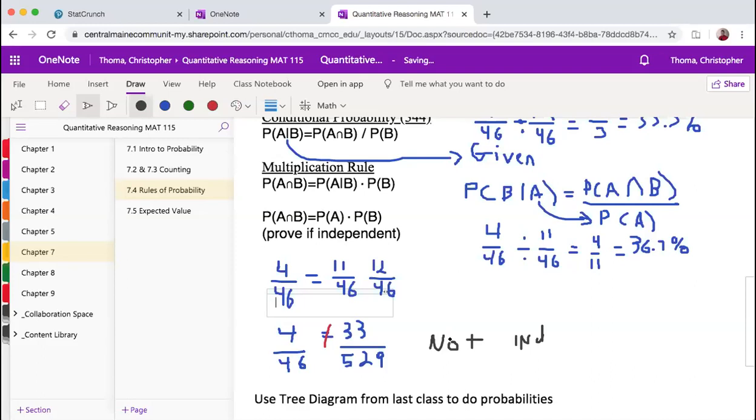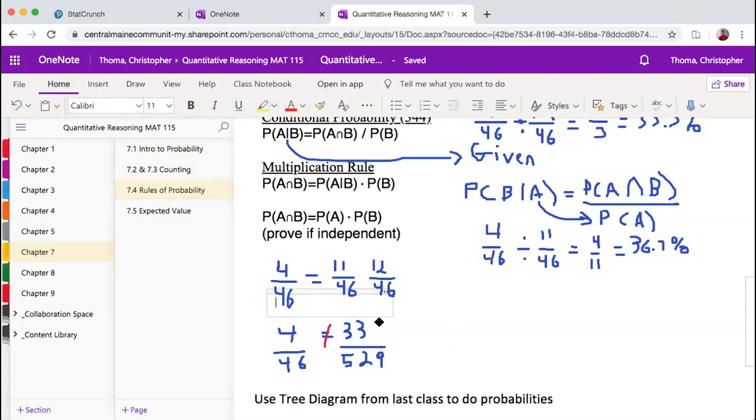I just got to type. This would be way easier than drawing it out. Right. So be careful with that formula. That formula doesn't mean it's always going to work. You use that formula to prove if something is independent. And since the formula did not work, A and B are not independent.